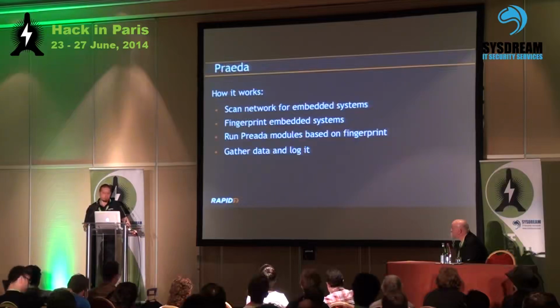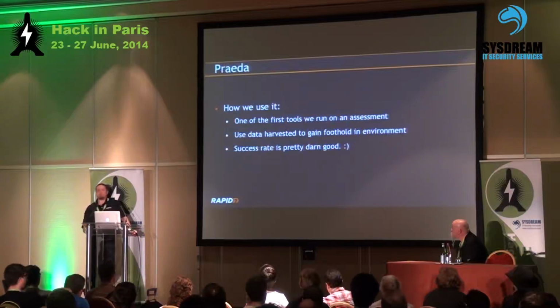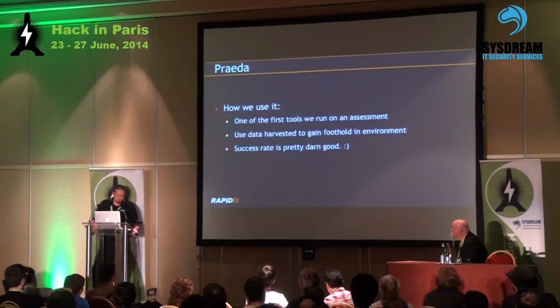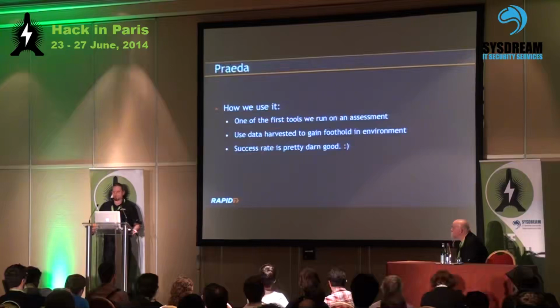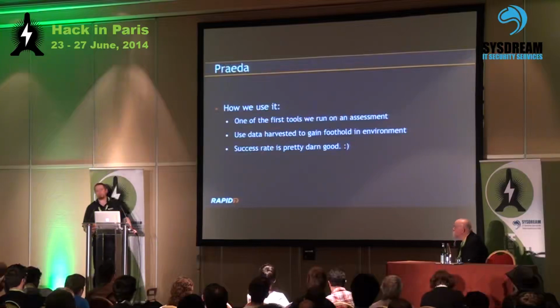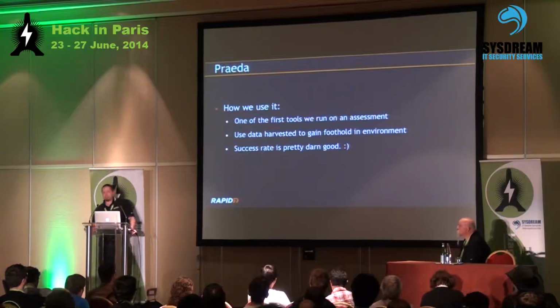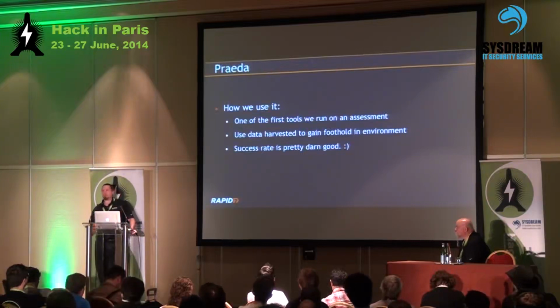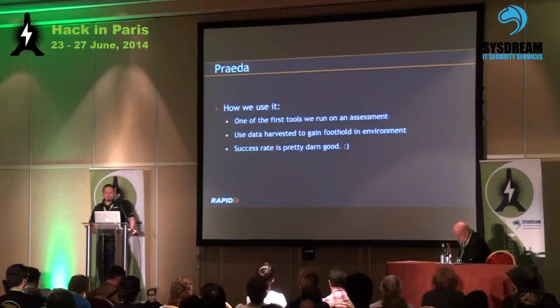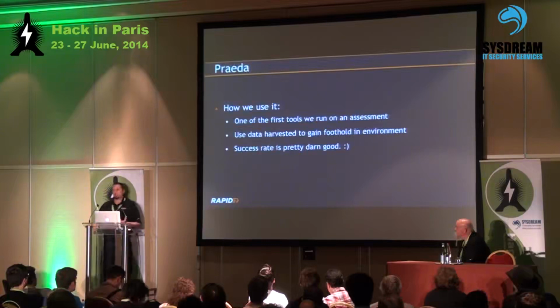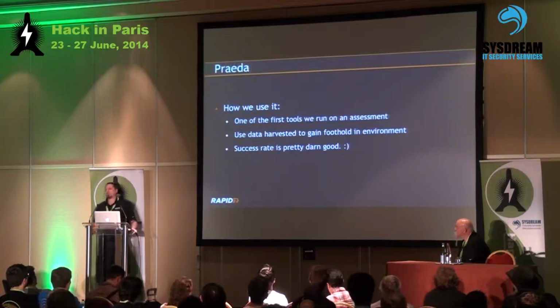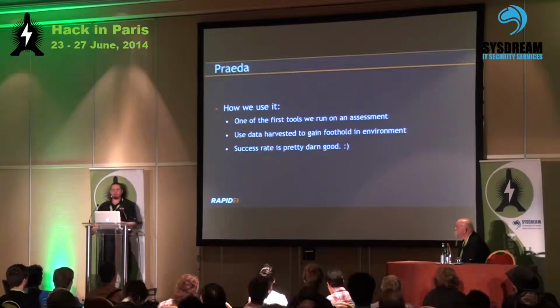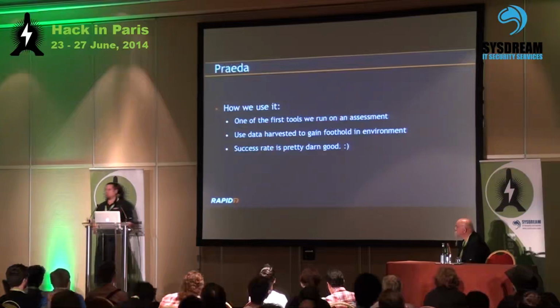So how do we use Preda on an assessment? As Daryl was saying, it's one of the first tools that we run. The reason for it is because we have a pretty darn good success rate with it. We're getting anywhere between, nowadays, 40 to 50% success rate of actually getting credentials that give us a foothold in the environment. We use it to harvest the data and get that foothold. So once we get that foothold, I mean, that's the first problem that we always run into as pen testers. How do we get into the environment? Because once we get in the environment, then it's just a matter of time before we get those elevated credentials.